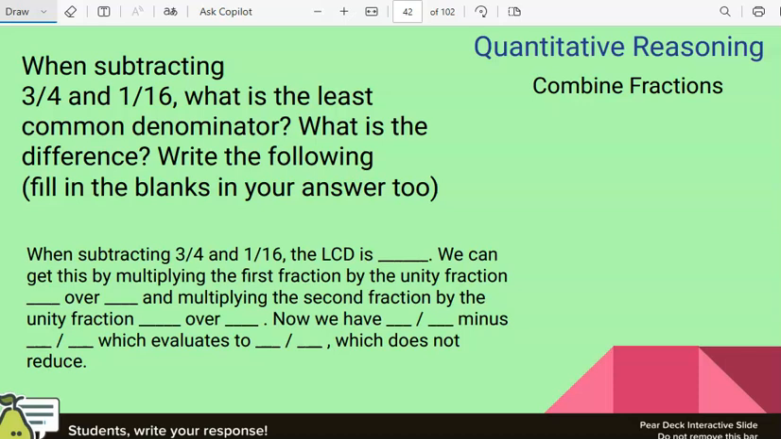Try this. When subtracting 3/4 and 1/16, what is the least common denominator? What is the difference? Fill in these blanks. Pause the video, see if you can answer this.